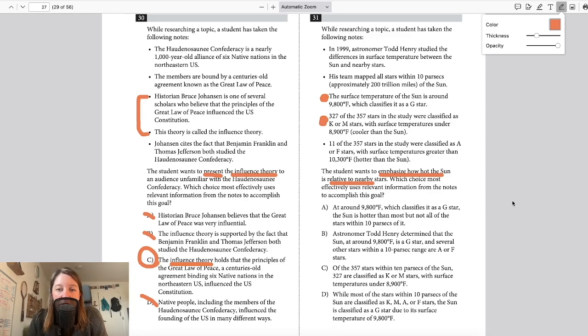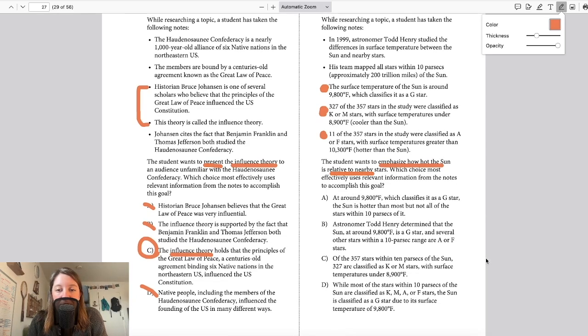And then this one says 11 of the 357 stars in the study were classified as A or F stars with surface temperatures greater than 10,300. So that's hotter than the sun. So this is also useful. So let's also highlight that. Okay. So let's go through the options. So it says at around 9,800 degrees Fahrenheit, which classifies it as a G star, the sun is hotter than most, but not all of the stars within 10 parsecs of it. So again, this is true, but let's see what else we have.